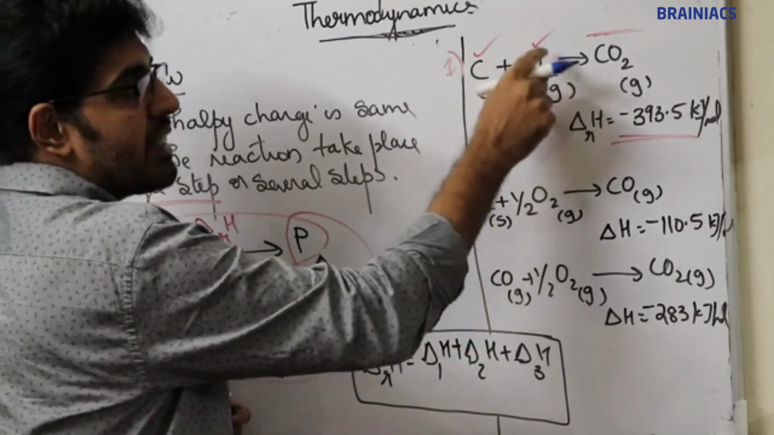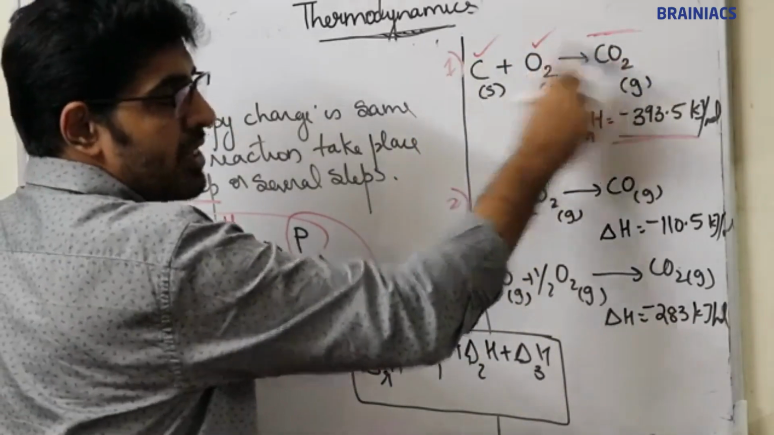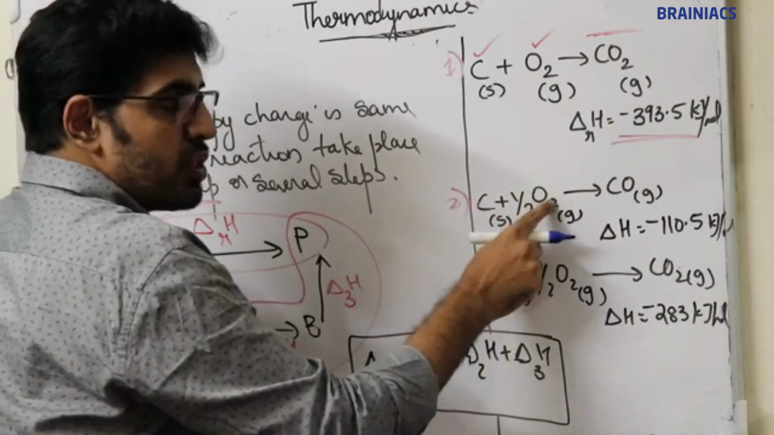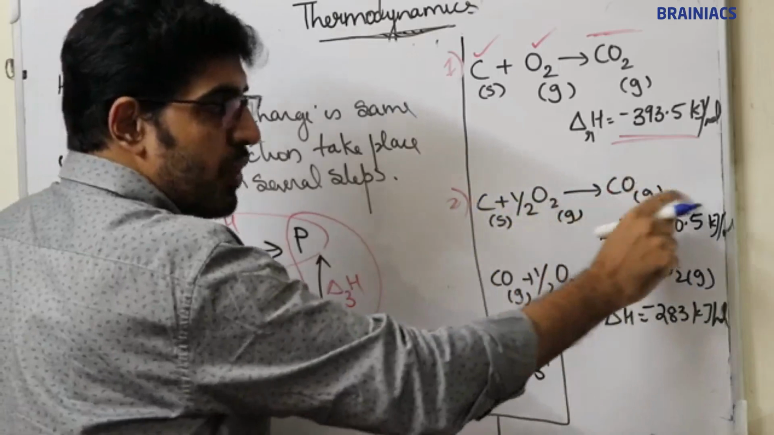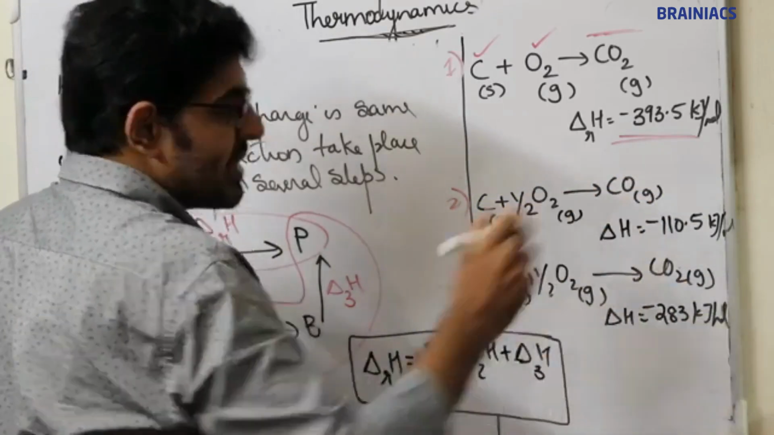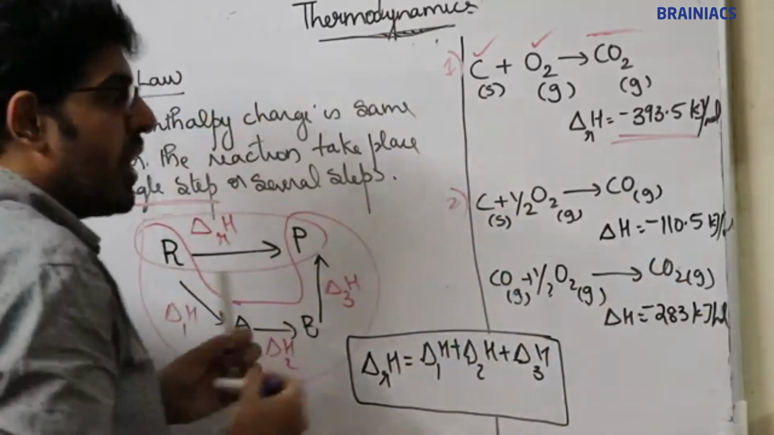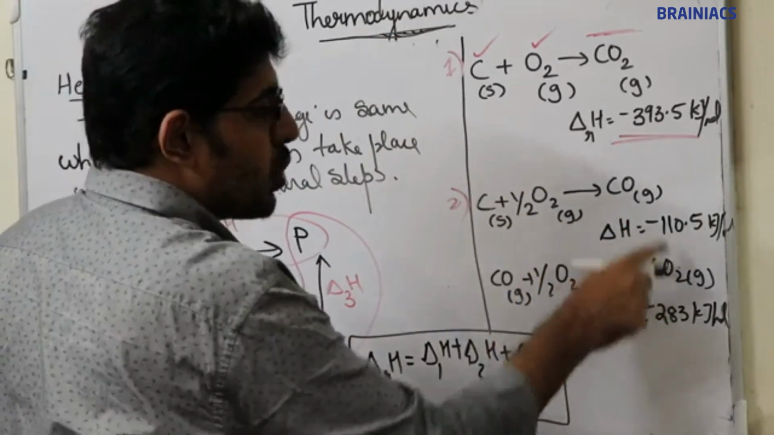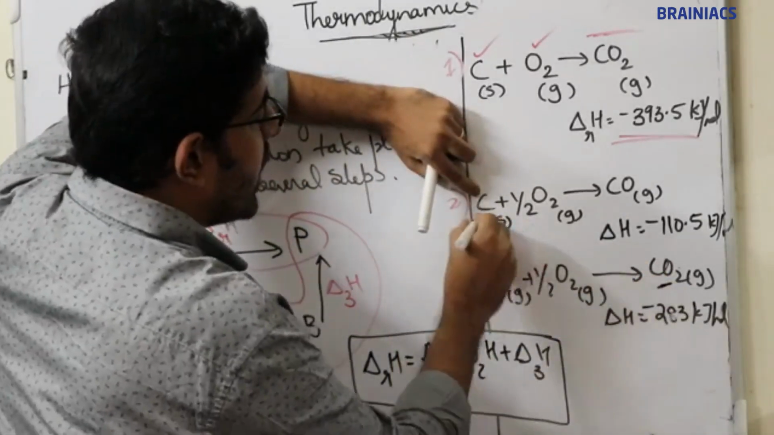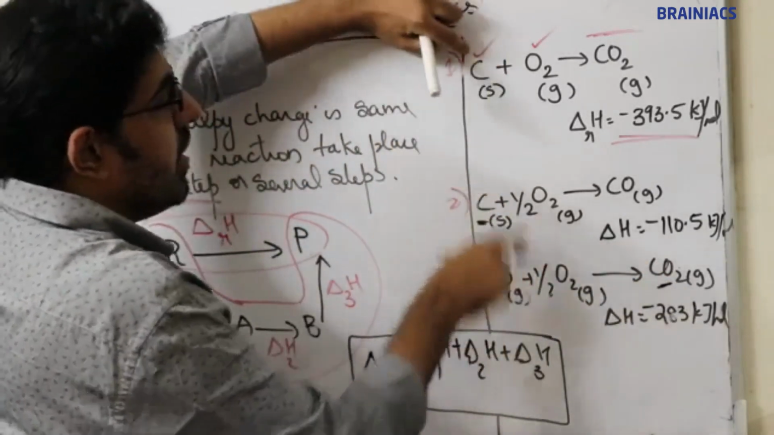Here carbon directly reacts with oxygen to produce carbon dioxide, so the reaction proceeds in a single step. Here first carbon reacts with oxygen to produce carbon monoxide. This is the first step. Then carbon monoxide reacts with oxygen to produce carbon dioxide. Second step. Now, carbon is converted to carbon dioxide in two steps here, and in a single step there.